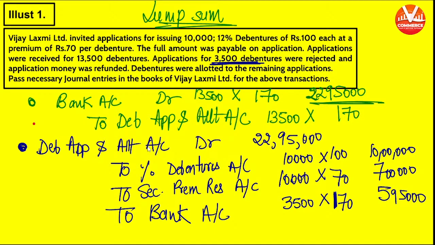So these are the two journal entries that we need to pass in this question. First, we received application money and then we transferred it.